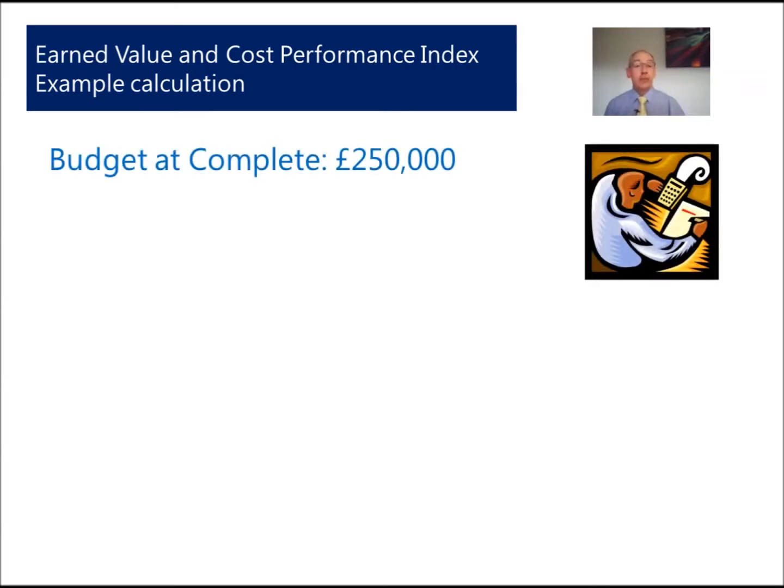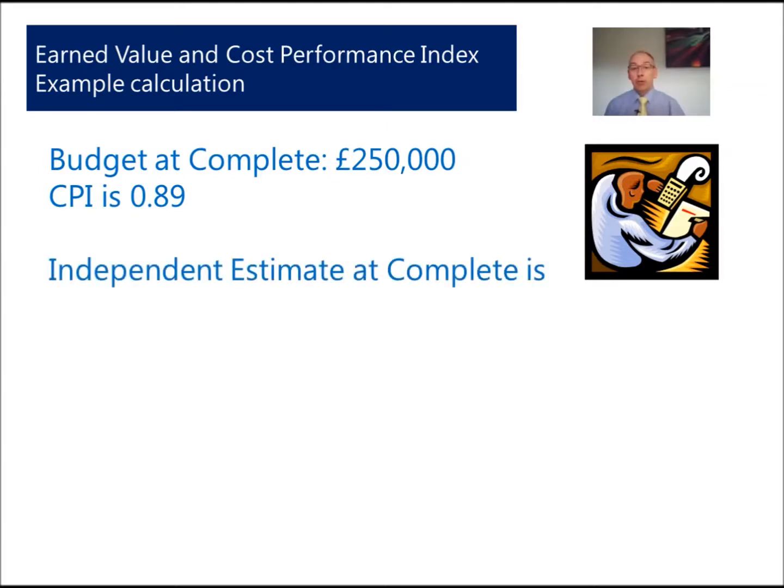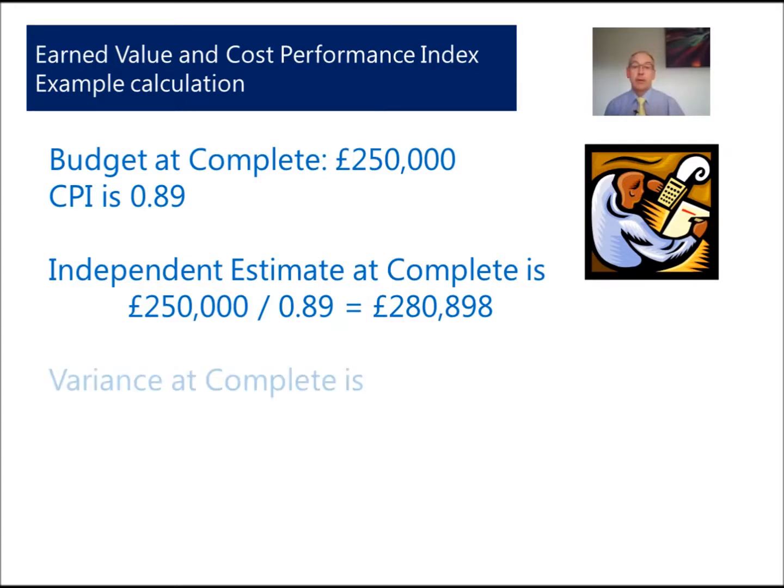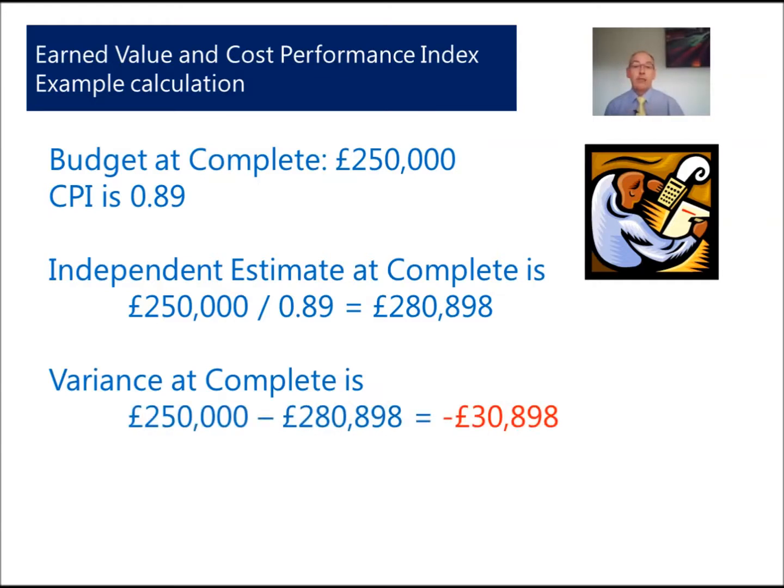Let's assume our budget at complete is £250,000 and we have a CPI of 0.89. Now we can prove then that the independent estimate at complete is 250,000 divided by 0.89. That gives us £280,898. The variance at complete, which we do need to know during the project, is our 250,000 minus our £280,898. We've got an overspend of £30,898, and of course this is not good.